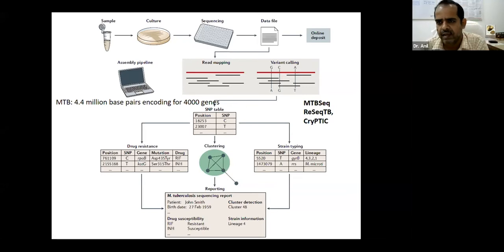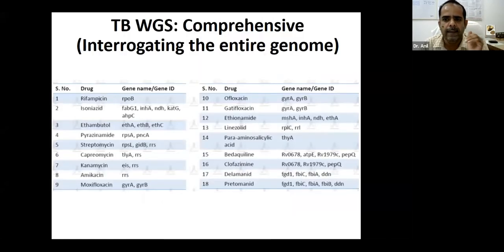It depends on the lab, but if the lab is comfortable sequencing the Mycobacterium isolates, with whole genome sequencing, resistance to all 18 known drugs can be determined. All the genes are analyzed, 4,000 different genes, including the genes encoding for all 18 drugs.